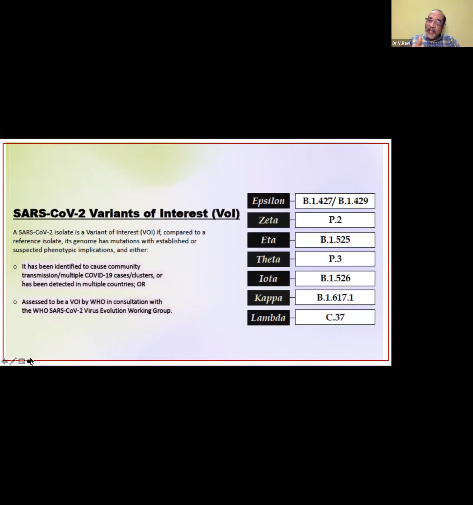A variant of interest, on the other hand, is something that is spreading, but we still do not have both cell culture evidence, laboratory evidence, and public health evidence to say that it's more infectious. So it is put on hold till data is collected.